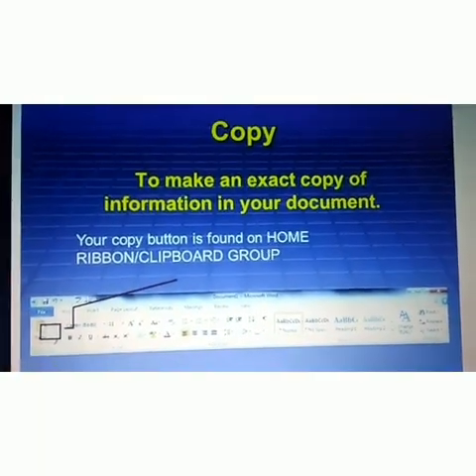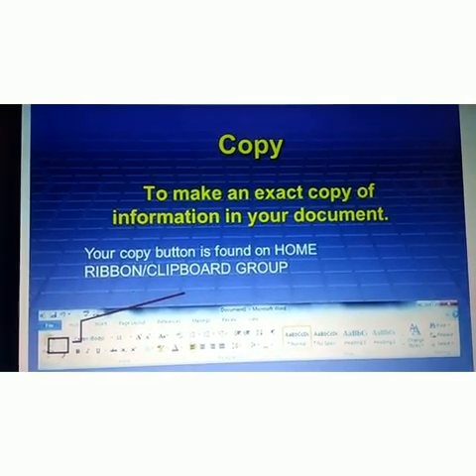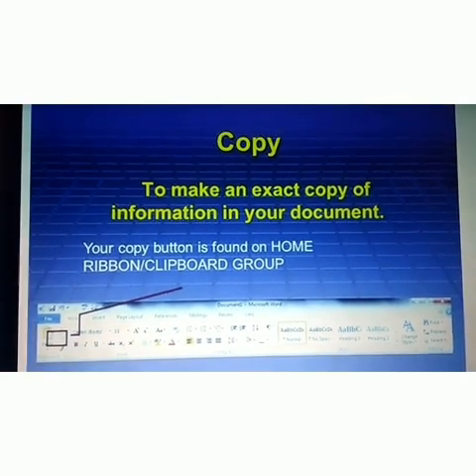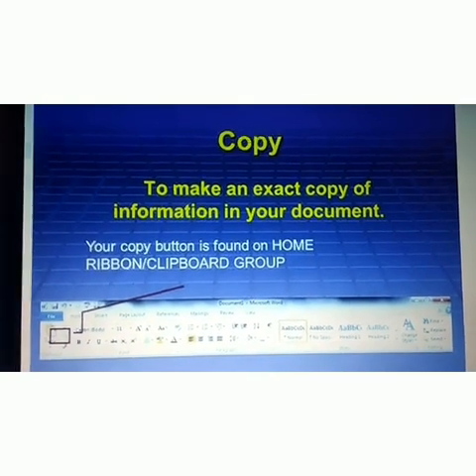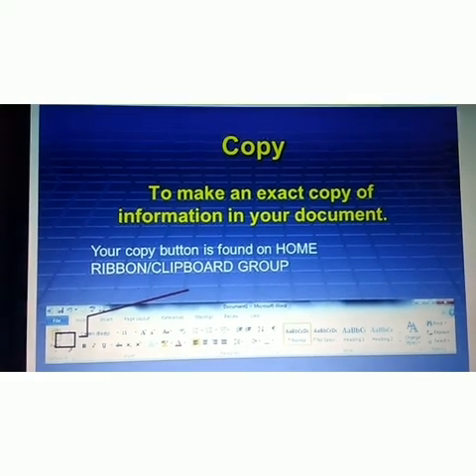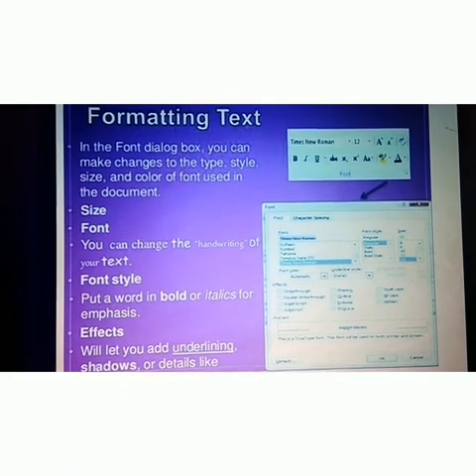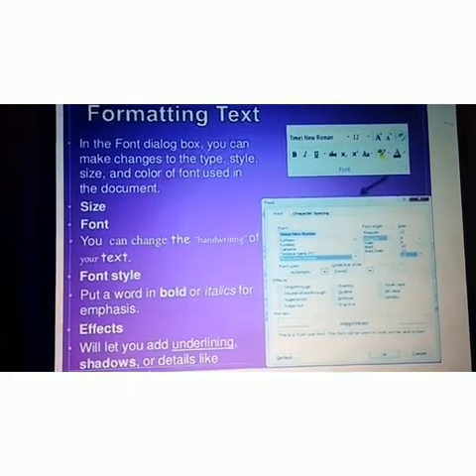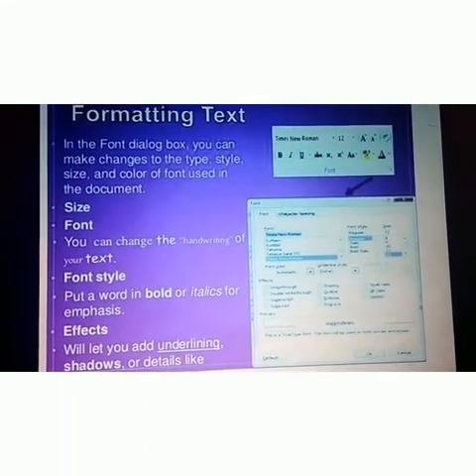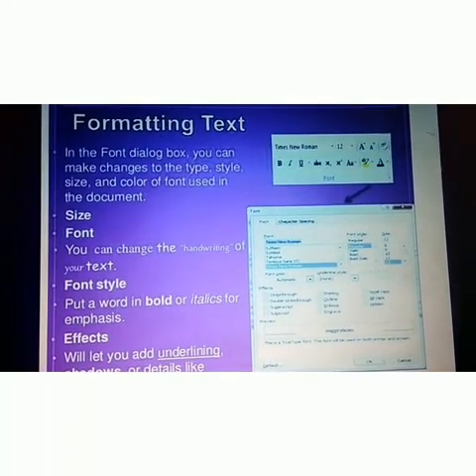Now next, the copy option. We already discussed the copy option. To make an exact copy of information in your document, we can use the copy option to shift it from one document to another, the same as it is, using the shortcut key Control plus C. Next, we discuss formatting text. In formatting text, we use different types of style, size, colors, and font. This option is very helpful and available in MS Word software.